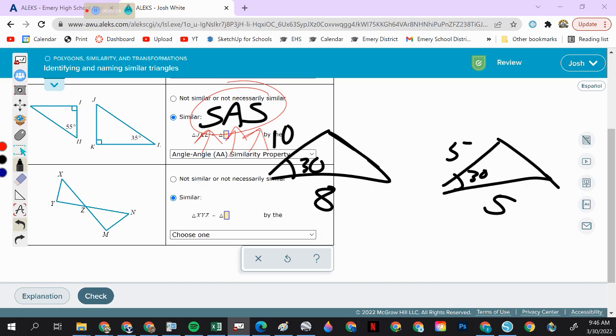So there are three similarity theorems. One is all three sides give the same ratio. The other is all three angles are congruent. And the third one is side, angle, side, where the angle is between the two sides and then the two sides give the same ratio. 10 over 5, and then if this was a 4, then that would be similar by side, angle, side. All right, get to work.